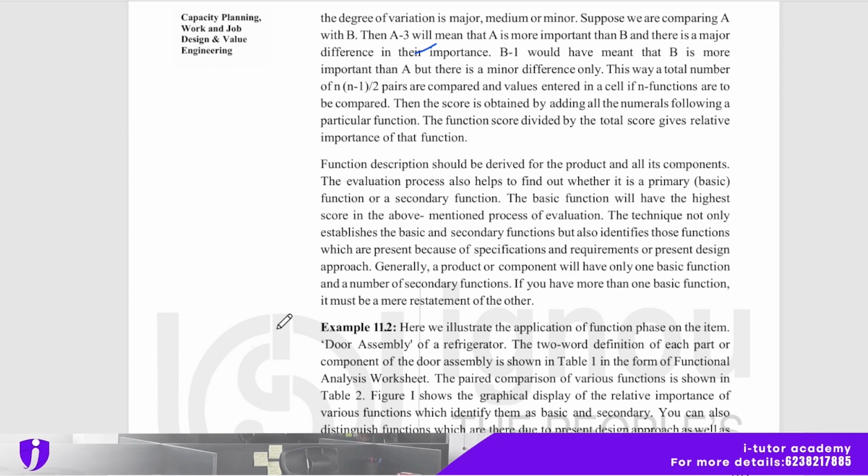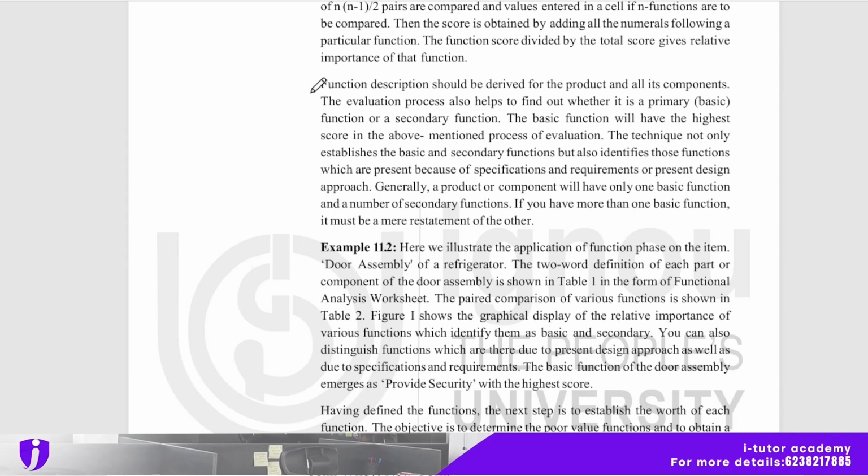So that is a functional example. Functional description should be derived for the product and all its components. The evaluation process also helps to find out whether it is a primary function or a secondary function, and the basic function will have the highest score in the above-mentioned process of evaluation.